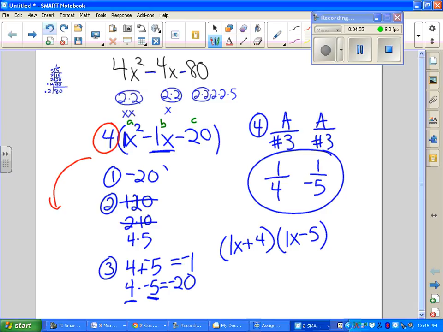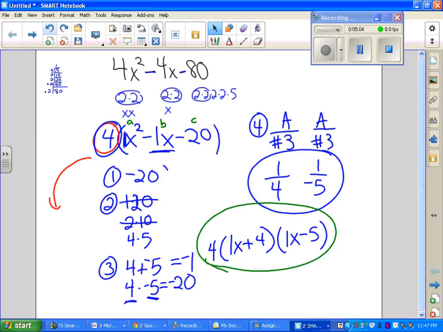The last part I have to do is put this 4 in that I factored out earlier. So my full answer, I'm asked to factor it, is 4 parentheses 1x plus 4 times 1x minus 5. And of course, you could use your calculator. Put this in the y1. Make sure you do this on the quiz. And put this in the y2, and you should get the same quadratic.